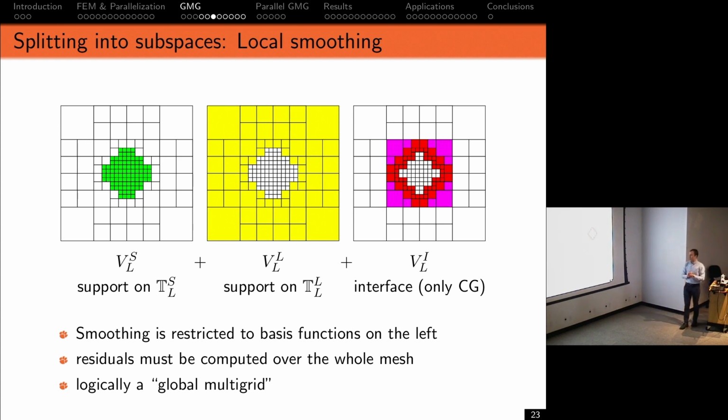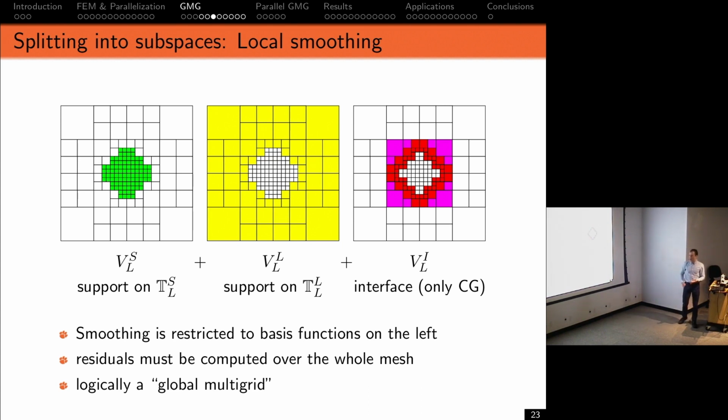I don't want to go too much into detail into that, but if I can compute smoothing and restriction and computing residuals on this whole thing, I can basically reproduce the normal multigrid method. I, of course, only do this logically because I don't want to do all the extra work.